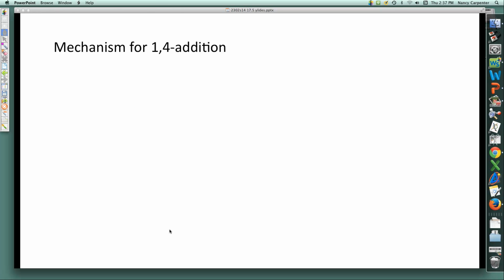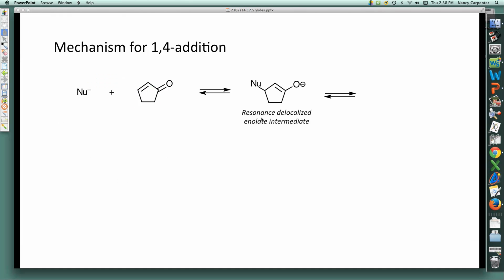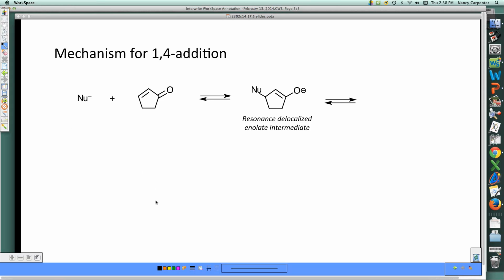So before we look at those in some detail, we really need to understand the mechanism for 1,4 addition, which means identifying our nucleophile and electrophile. So for 1,4 addition, our electrophile is the beta carbon. So the nucleophile is attracted to the delta positive on the beta carbon. The pi electrons are pushed up onto the oxygen, and we get a resonance delocalized enolate intermediate. And that's kind of an important feature of 1,4 addition.